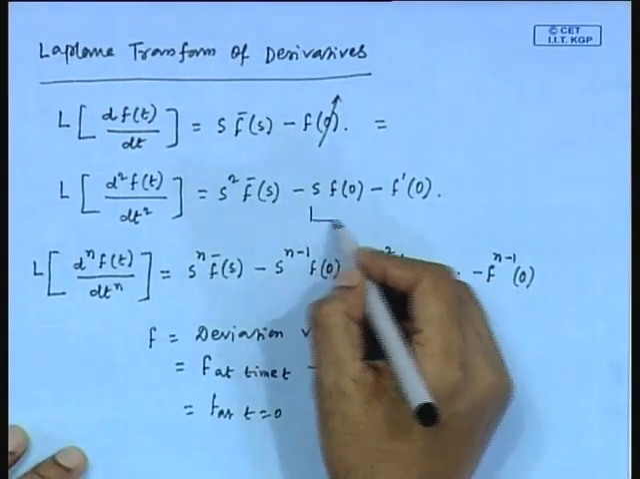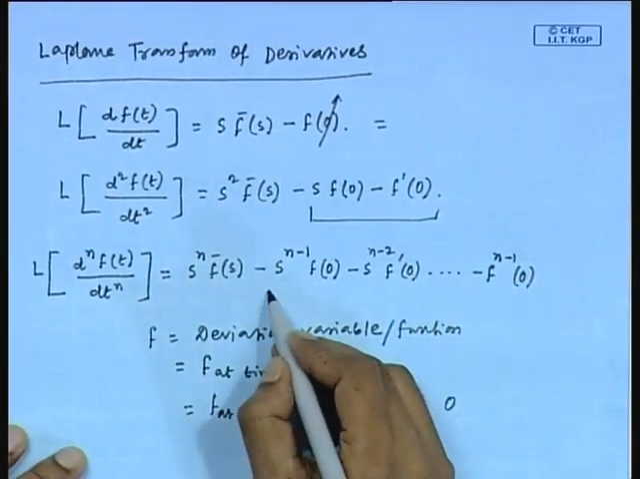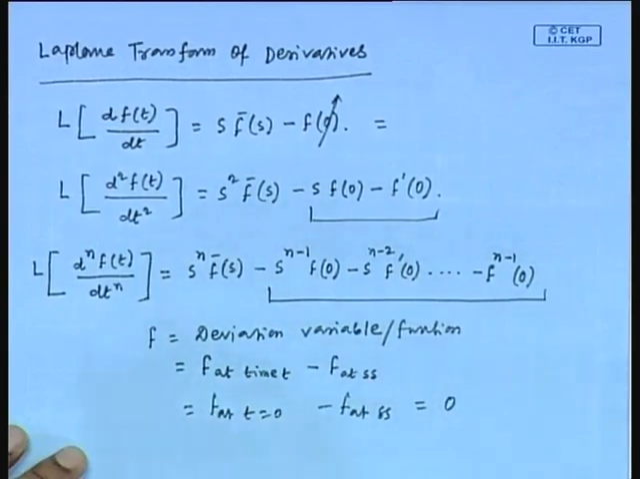Similarly, these two terms become 0. Similarly, all these terms equal 0. Fine. It is the usual practice in process control. The variables in the model are considered in the form of deviation variables.